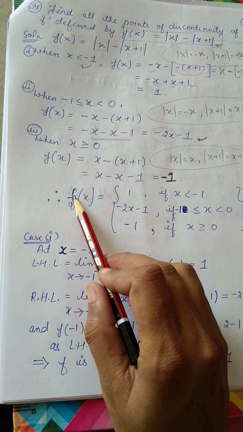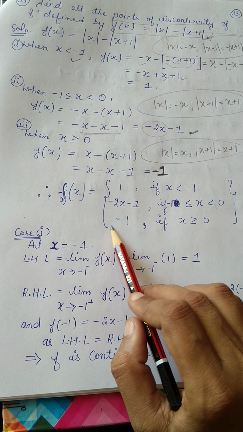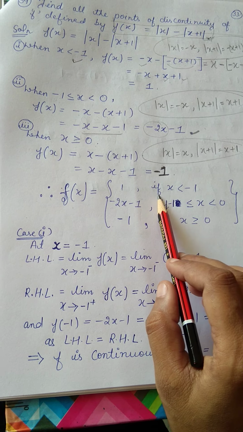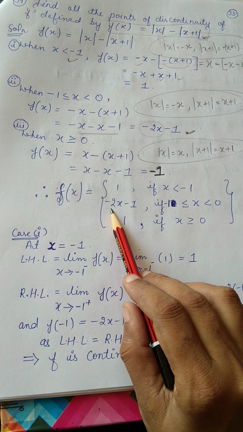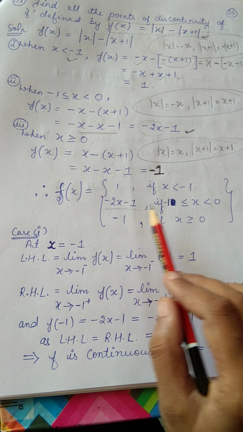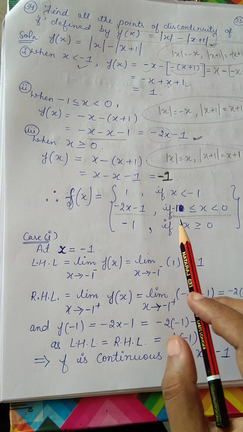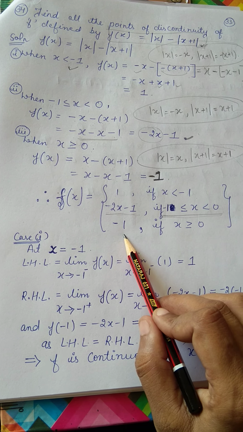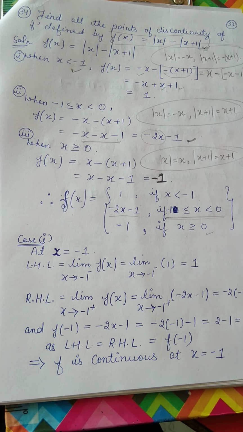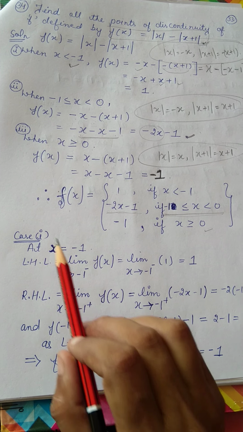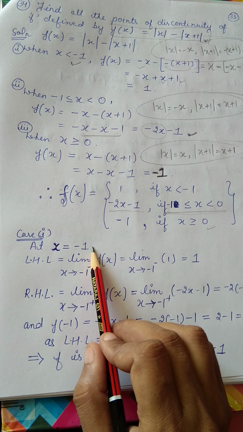So now your f of x will be defined like this: minus x minus 1... 1 if x is less than minus 1, and your function is minus 2x minus 1 if x lies between this interval, and your function will be minus 1 if your x is greater than or equal to 0. Clear bache? Now let's move to the next, that is x equal to minus 1.